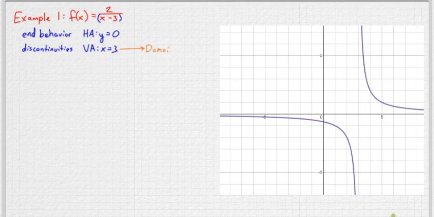So when I'm writing out the domain, I'm just going to write all real numbers except 3. So x can be all real numbers, it just can't be 3. So these things match. They're just kind of opposites, I guess.